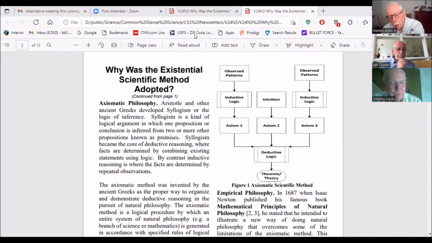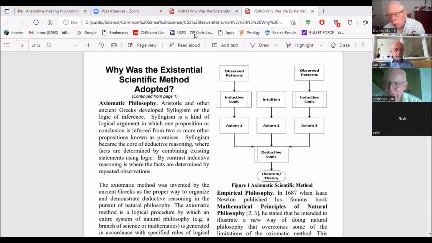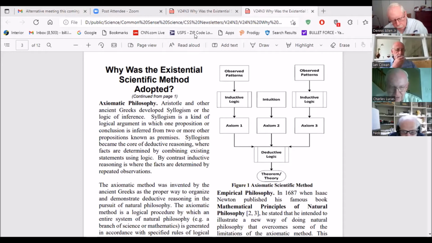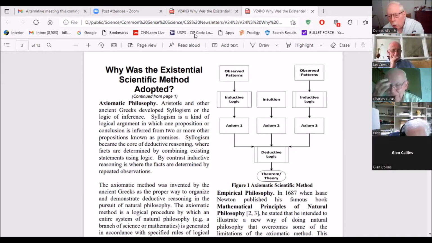I have a lot of relatives who have been involved in this scientific method that is used, and we'll try to explain why the existential scientific method was adopted when it wasn't good, and how we know that.